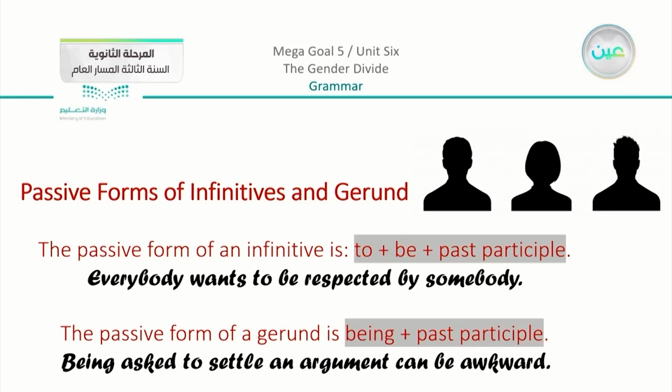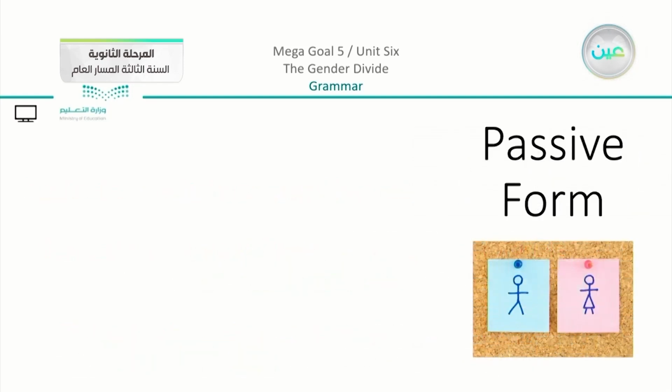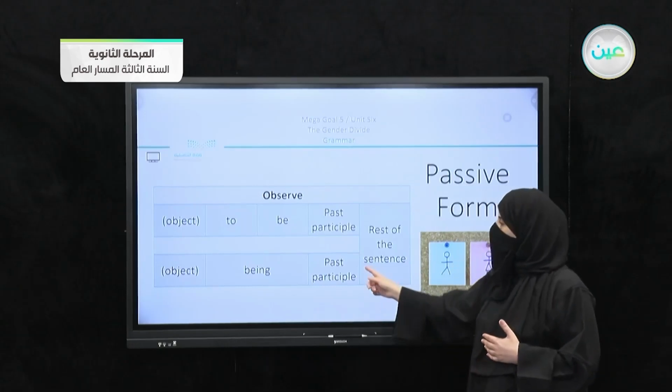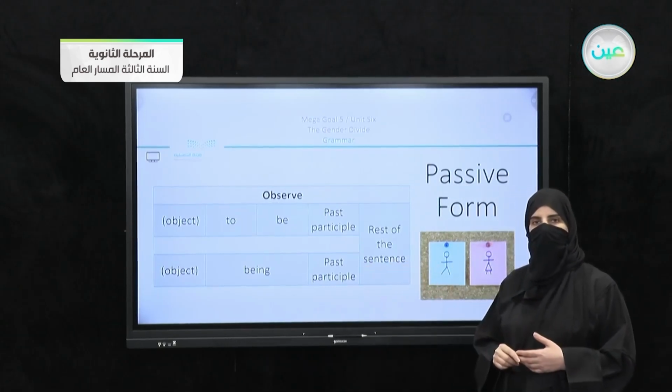In the other example, we have here the passive form of a gerund, which is being plus the past participle. So we are dealing with the verb as a gerund. That's why we have here be with an ing, and then there is the past participle. So we have here being asked to settle an argument. Now the passive form, as we did mention, you can see that we have the object mentioned at the beginning. We have here to be plus the past participle for the infinitive. We have being, ing. There is no "to," of course, because there is a gerund, with also the past participle and the rest of the sentence.